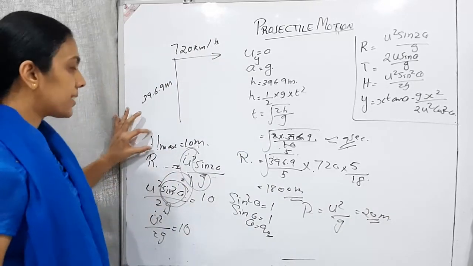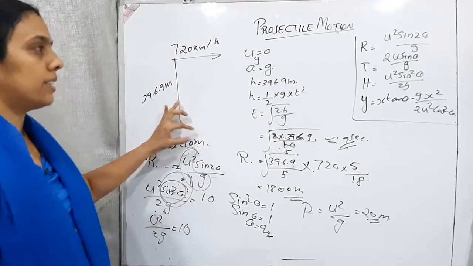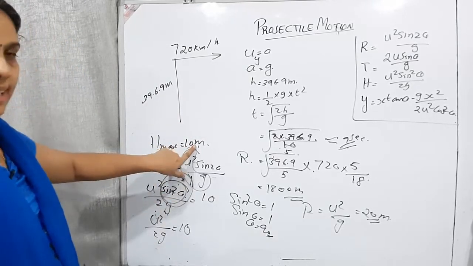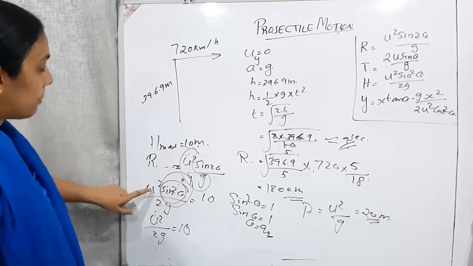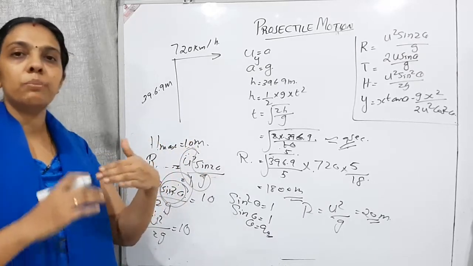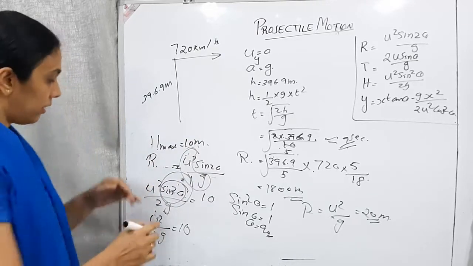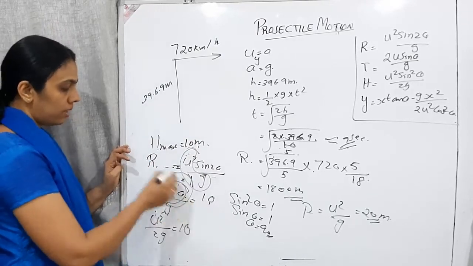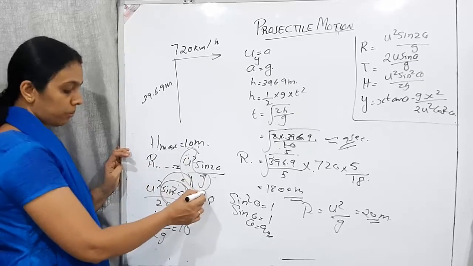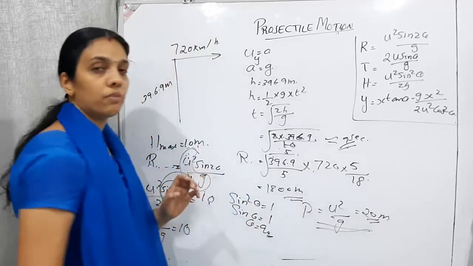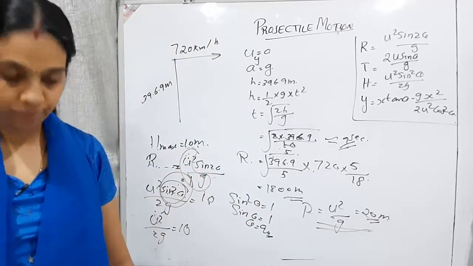Here the maximum height is given by U square sine square theta by 2g, given as 10 meter. So for maximum height, the theta value will be such that sine theta is equal to 1. Therefore, U square by 2g equals 10. Maximum range is U square by g. So we can substitute that value over here and find out the value of range for that boy.